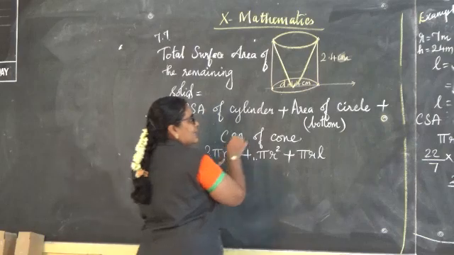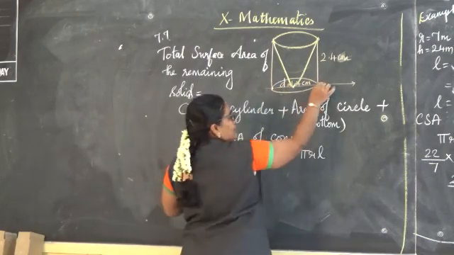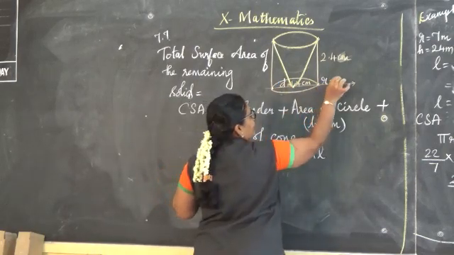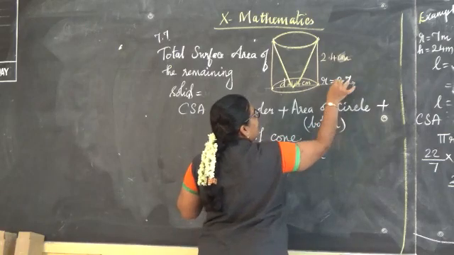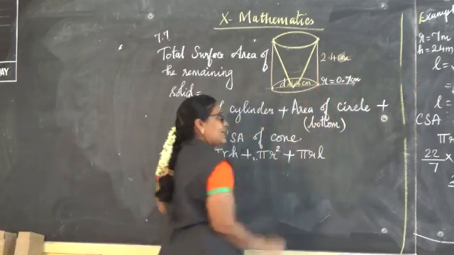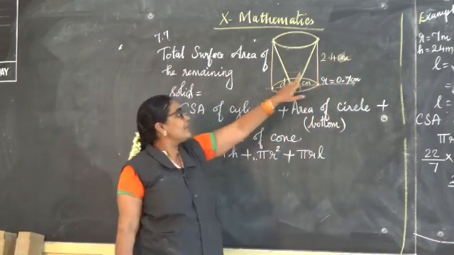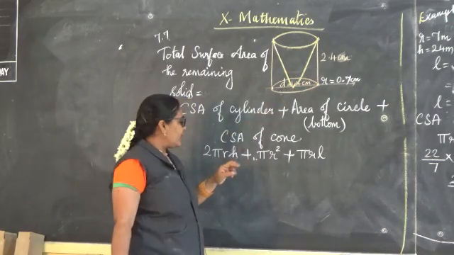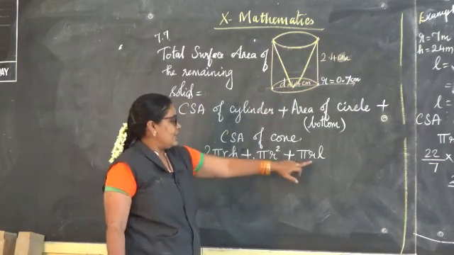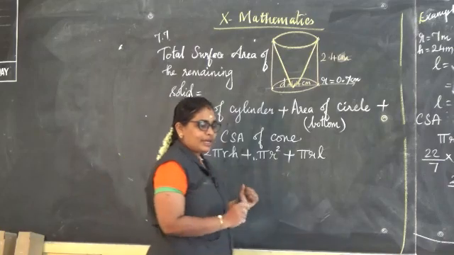Do you know what is radius? We know only the diameter, so the radius will be half of the diameter. So it will be 0.7 centimeter. Height, we know the height is equal to 2.4. Here also the radius. Here we need L. How to find L?